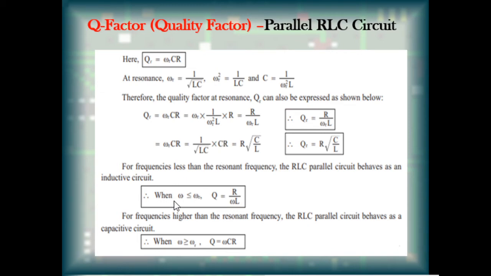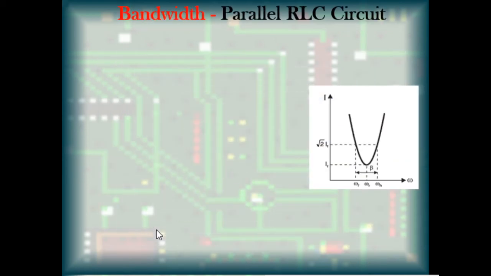So when the condition is for frequencies less than the resonant frequency, Q is equal to R by omega L, that is, the RLC parallel circuit behaves as an inductive circuit. And for the condition when omega is greater than or equal to omega R, that is, the frequency is higher than the resonant frequency, your Q value is going to be omega CR, that is, the RLC parallel circuit behaves as a capacitive circuit. Okay, so next we are moving on to bandwidth.